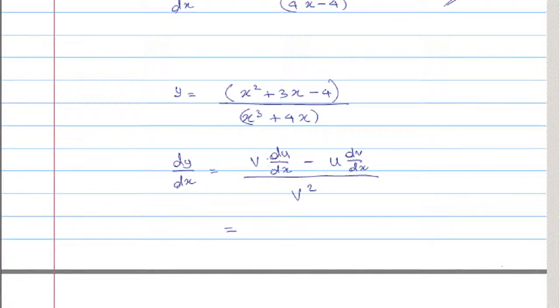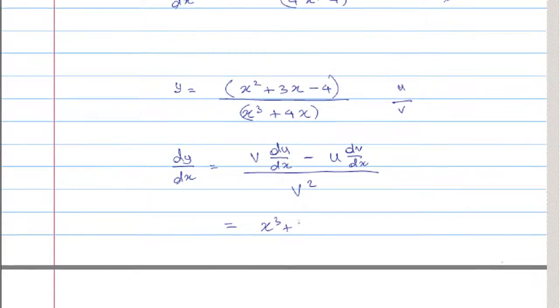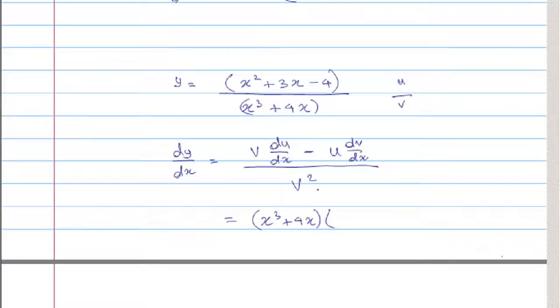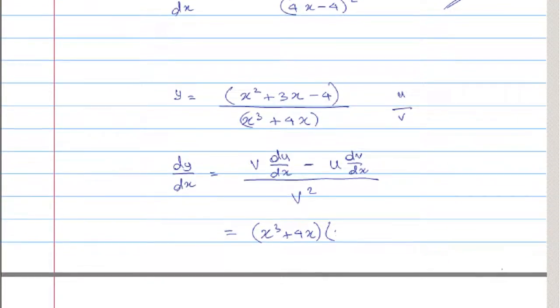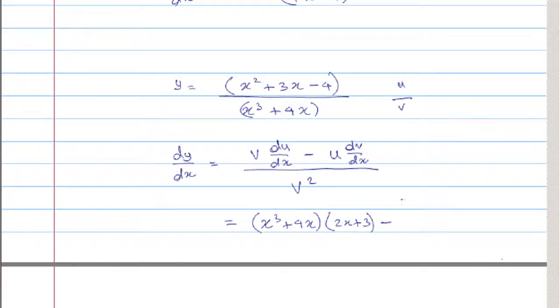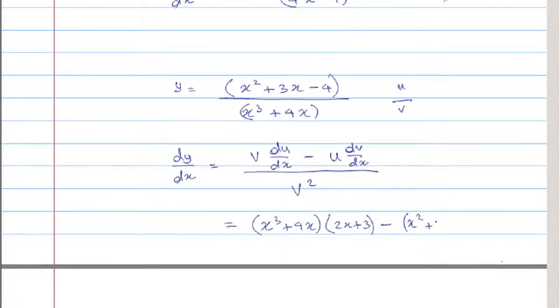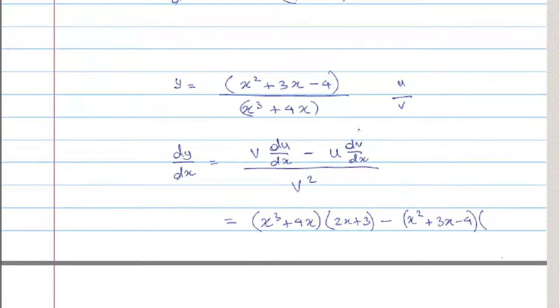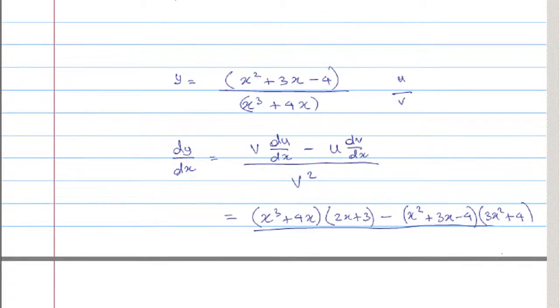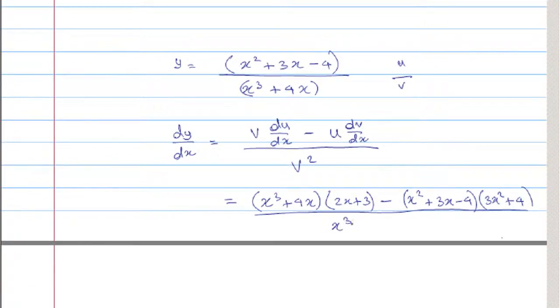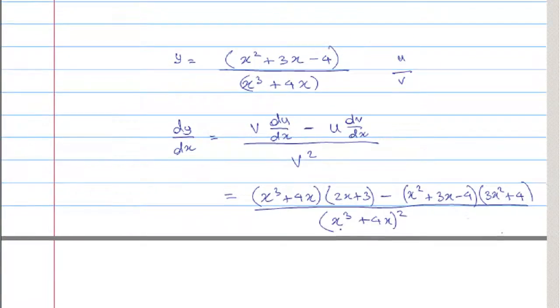So if I fill everything in here, I'll rewrite that as u over v. So that's my u, that's v. So v is equal to x cubed plus 4x times du over dx. So differentiating u, I get 2x plus 3. Then I've got minus u times dv over dx. So u is equal to x squared plus 3x minus 4 times dv over dx. So differentiating x cubed plus 4x, I get 3x squared plus 4. And I've got to divide that by the denominator squared. So this squared will give x cubed plus 4x squared.